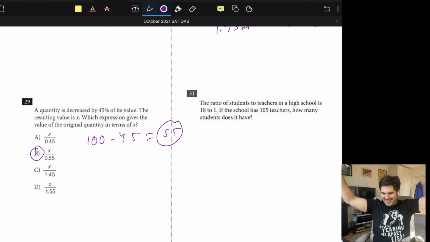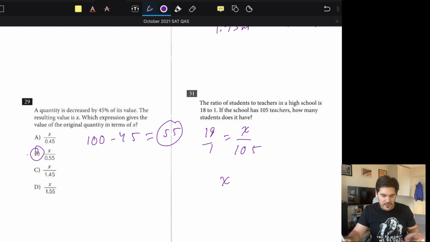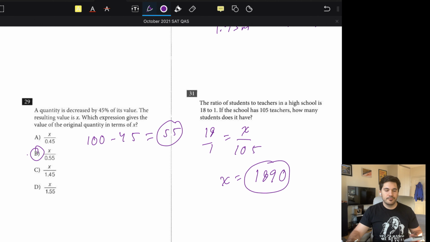Now we're on the griddens. The ratio of students to teachers in the high school is 18:1. The school has 105 teachers. How many students does it have? So 18 over 1 equals x over 105. So x is just 105 times 18. 1890. Cool.